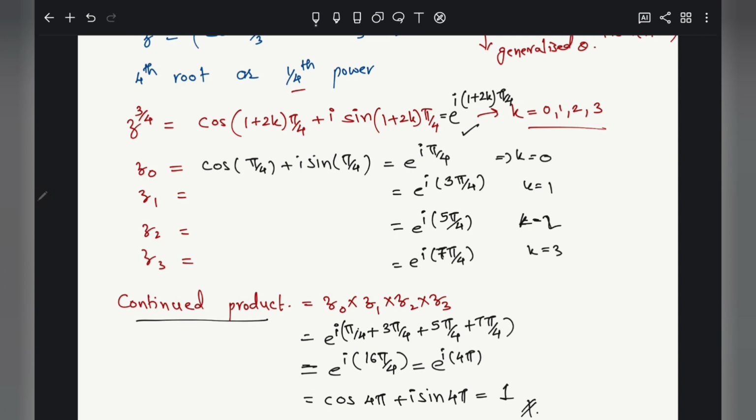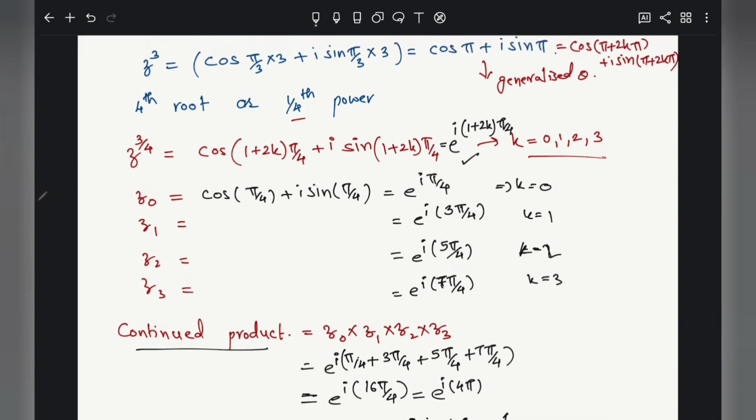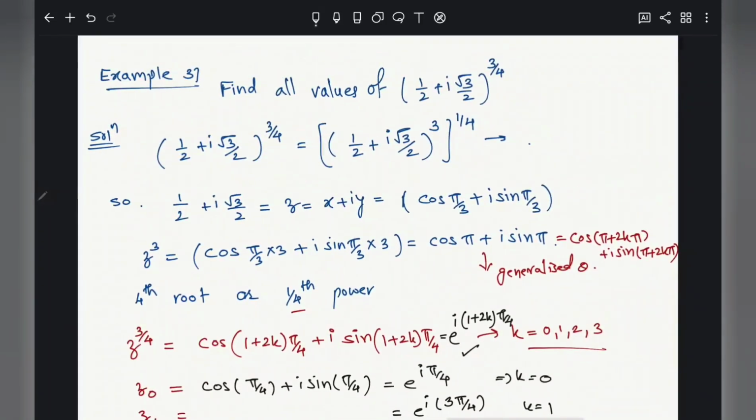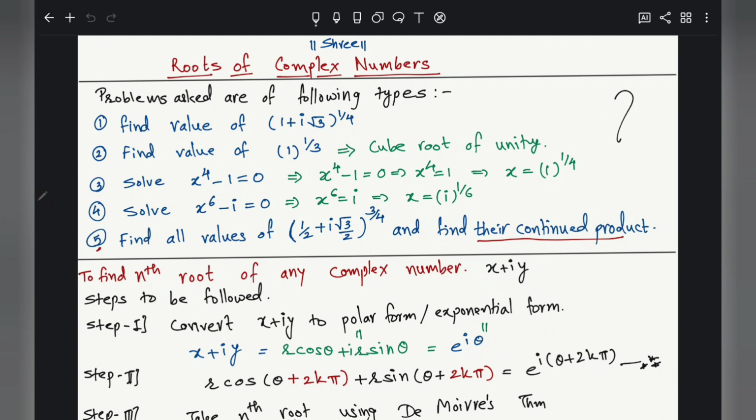So see, in a very simple way we have covered today's topic, that is roots of complex numbers. We have covered different types, and these are what are asked in the exam. Definitely there will be one question of 6 marks and you can very easily attempt it.